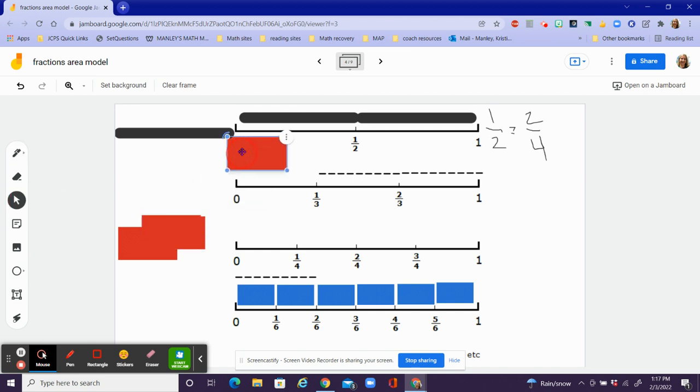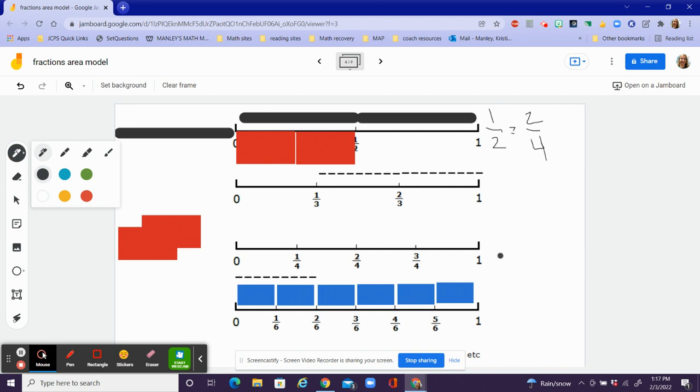So let me bring up my fourths so you can see that. It went the same distance. And then down here was my 1/3 strip, and it covered the same amount of distance as our 2/6, because here it is right here. So let me write that to the side, that we now know that 1/3 is equivalent to 2/6.